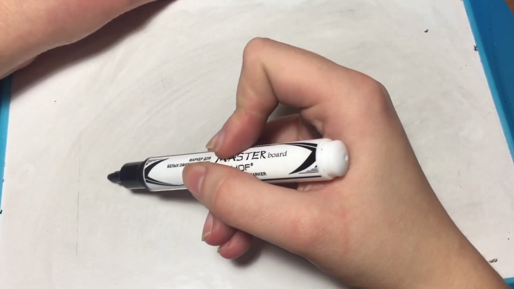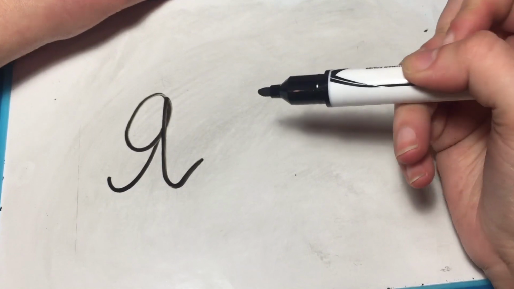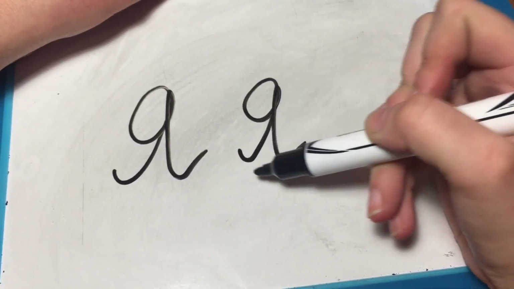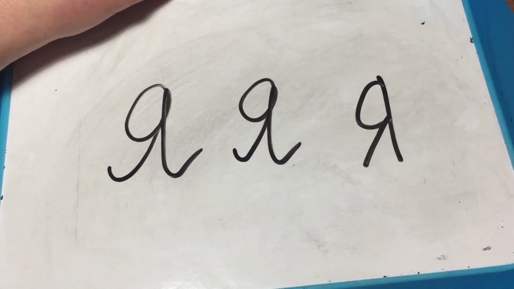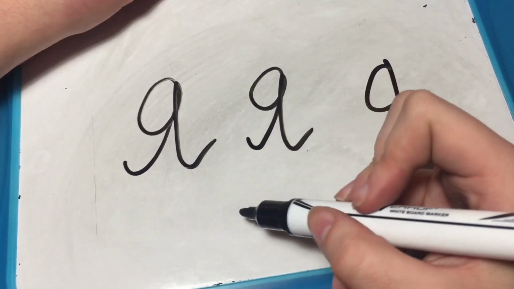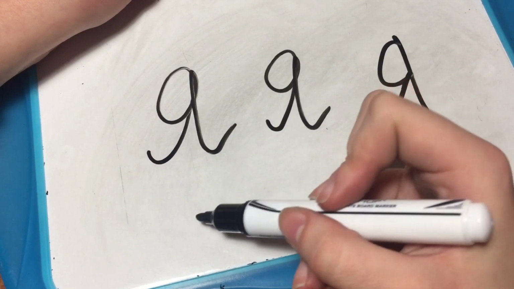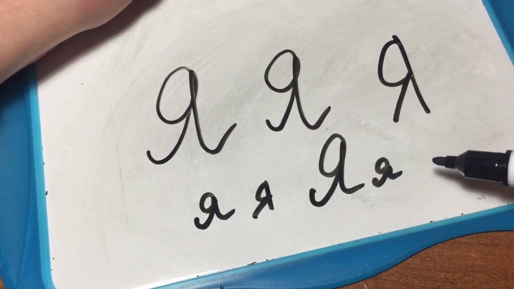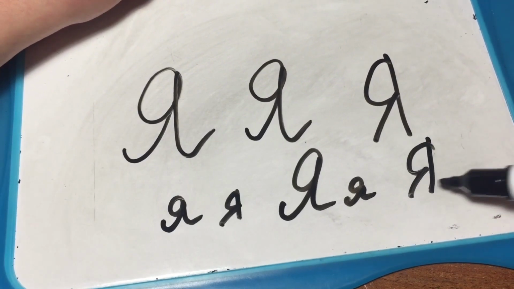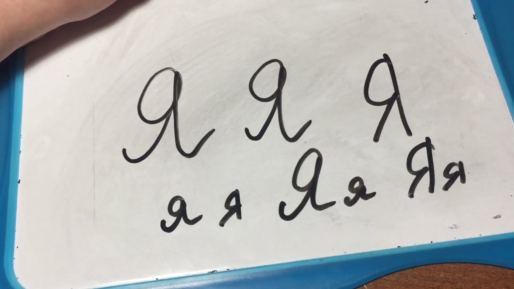And finally, the last letter is the letter ya, and there are two ways to write it. So this is the more fancy one with these little soft curls here, and the more simplistic one. This is the capital letter. The small letter would be exactly the same. So this is the cursive way and the more simplistic way.